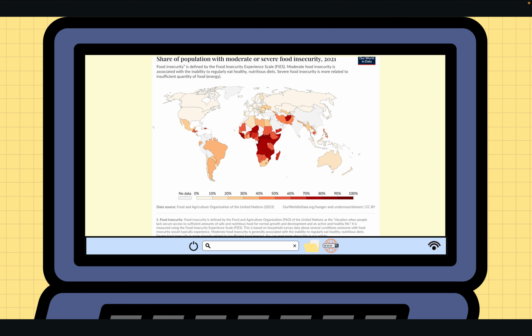And then South America over here is around 20 to 30%, so a little better than Africa in terms of food insecurity. And then the United States obviously does have food insecurity going on, but as you can tell by this graph, it's just not nearly as bad as the current problem that's going on in Africa.